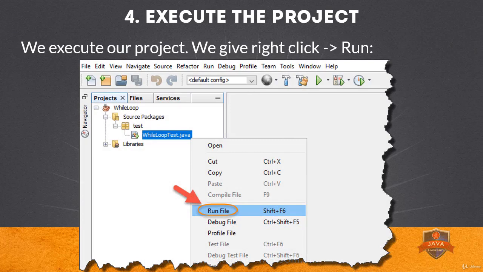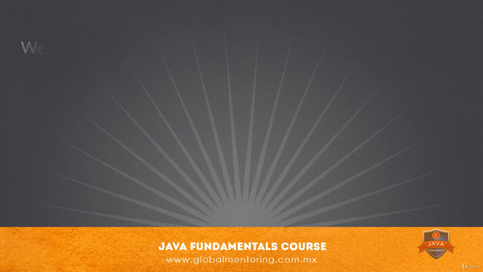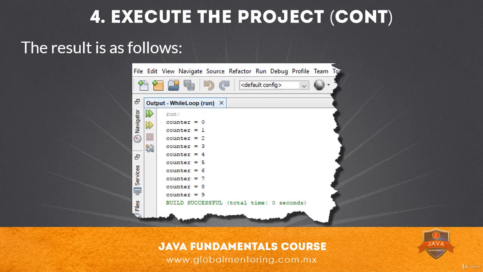We execute our project: select the class, right-click, and run file. And we can see the output. The counter is increased from 0 to 9. So we don't have an infinite loop because we increased the counter. That is how the while loop works.